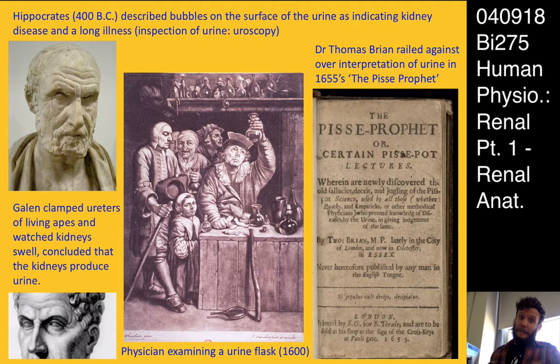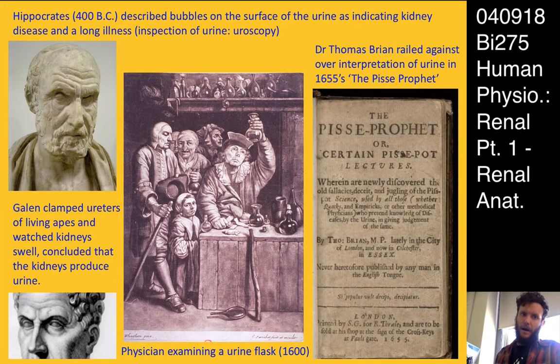And so he took living apes of some sort, and while they were alive, opened their backs up and clamped their ureters and watched the kidneys themselves swell and fill with urine, and thus concluded that it was the kidneys that actually produce urine. So the first person to correctly deduce the function of the kidneys.